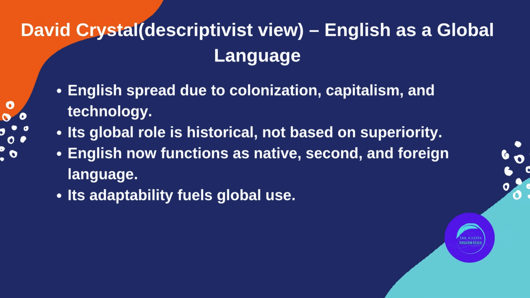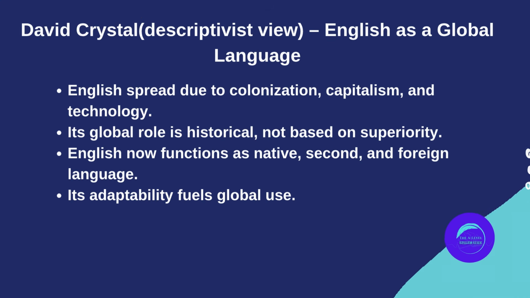David Crystal is one of the most influential voices on global English. He explains that English spread not because it was better, but because of historical factors like colonisation, industrialisation, and the rise of the United States. Crystal also notes that English now serves many roles. It's a native language, a second language, and a foreign language. Its adaptability allows it to survive and thrive across contexts, from texting apps to academic journals.